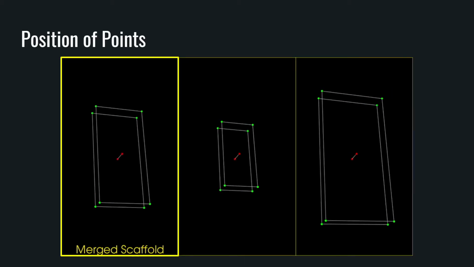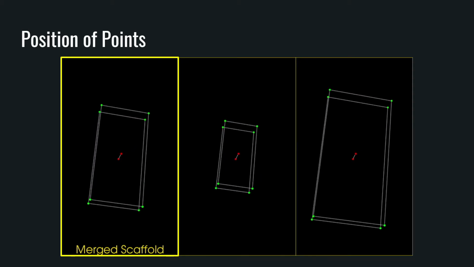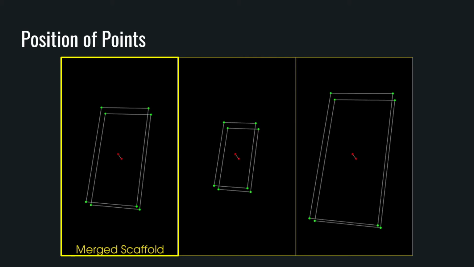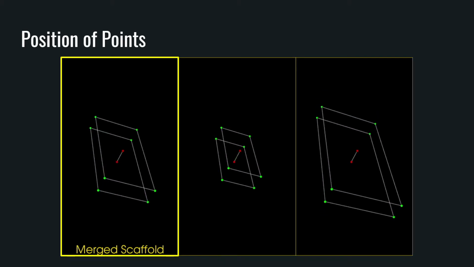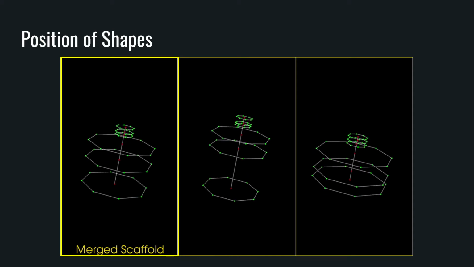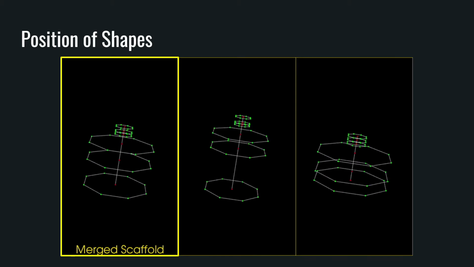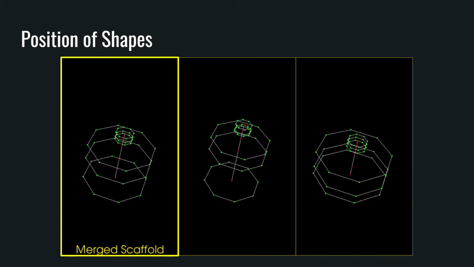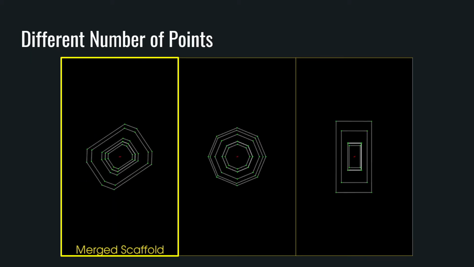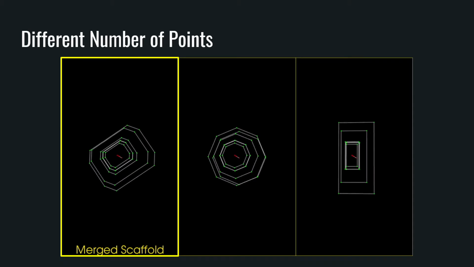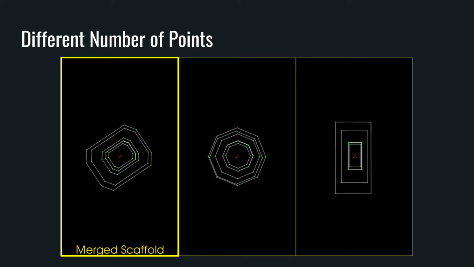And now when looking at our scaffolds, there are 6 different technical complexities that go into merging the scaffolds. The first is the position of the points, so where the points are actually physically located in the XY plane. Second, there's the position of the shapes. So here we have 2 bottles that are virtually the same, except one is more smushed in the Z direction than the other. Then we have the different number of points. So here we have an example where one scaffold has 4 control points and the other has 8, but our algorithm still needs to be able to merge those 2 together.